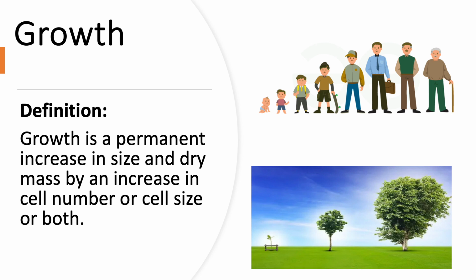Growth is a permanent increase in size and dry mass by an increase in cell number or cell size or both. It is one of the fundamental and dynamic characteristics of living organisms. The multicellular organisms such as humans, animals, and plants show an increase in the number of cells while growing. In single-celled organisms such as bacteria, the cell grows in size before dividing into two. Growth not only means that animals, plants, and humans are getting larger in size, but it also means that their cells are becoming more complex.